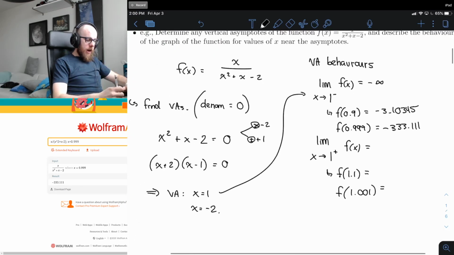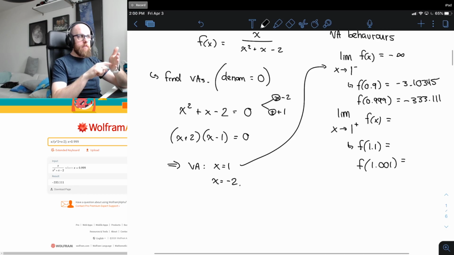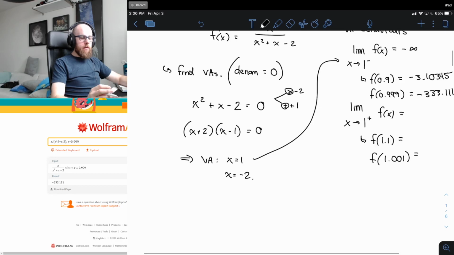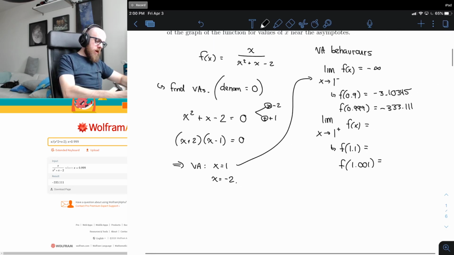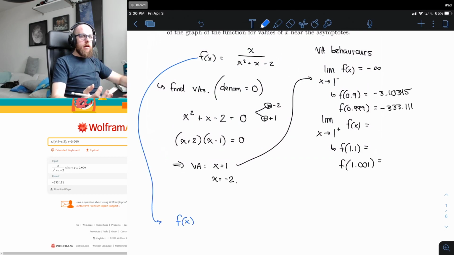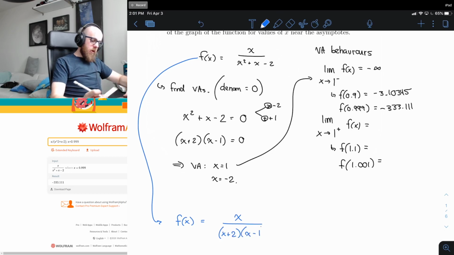Okay. Another way of seeing that, because plugging in test points is fine, it gets you the right answer, but it's a little time consuming because you have to sit there on your calculator and punch in a whole bunch of numbers. It's kind of annoying to do. The shortcut is you look at f of x and write it so that everything is factored. So I have x over x plus 2, x minus 1.